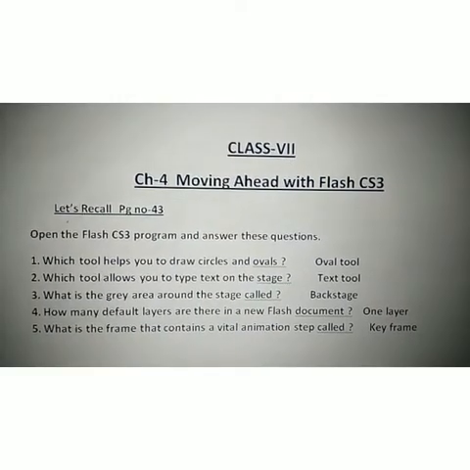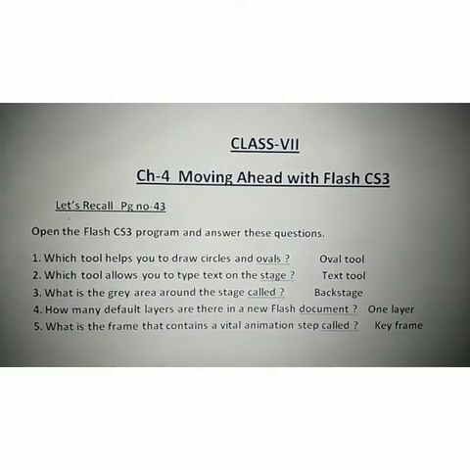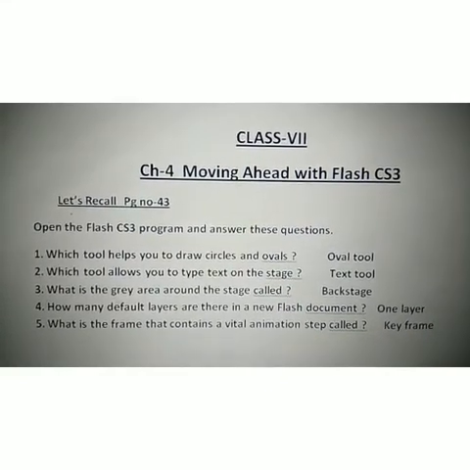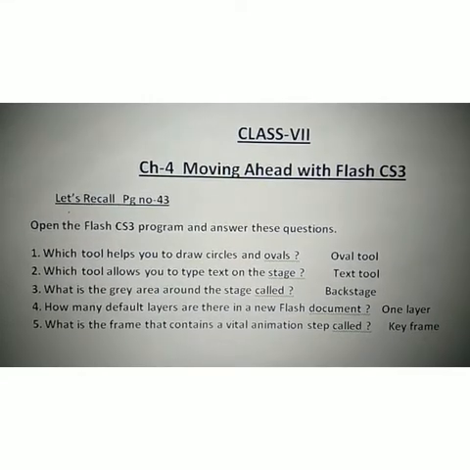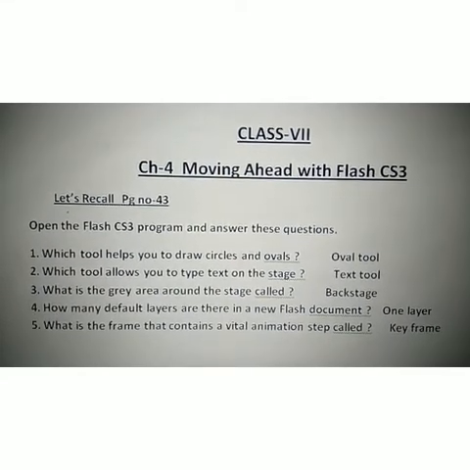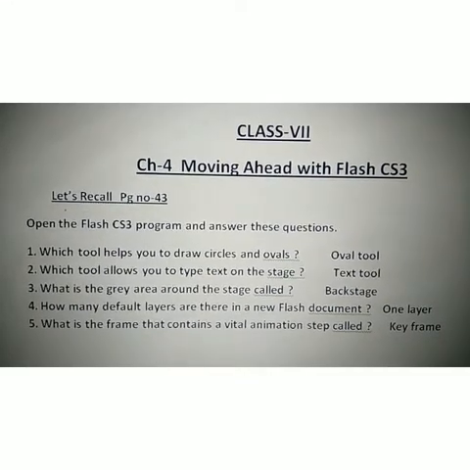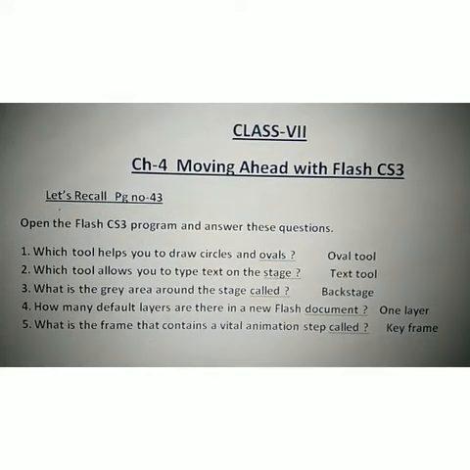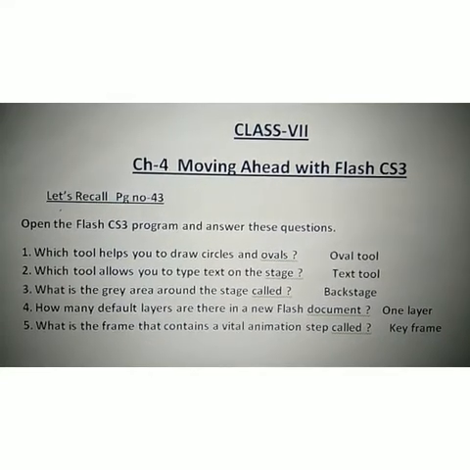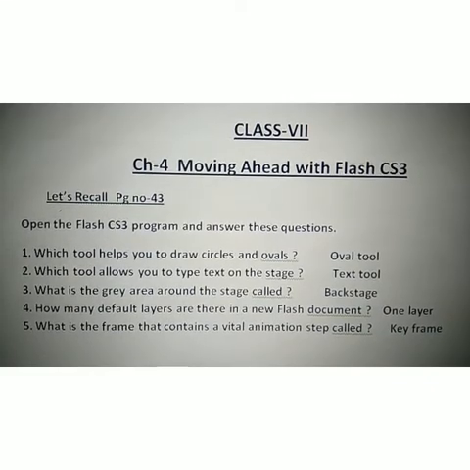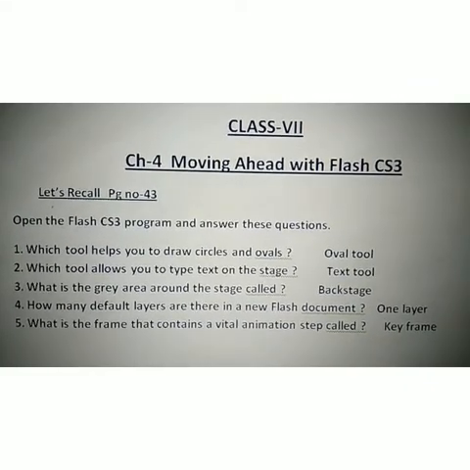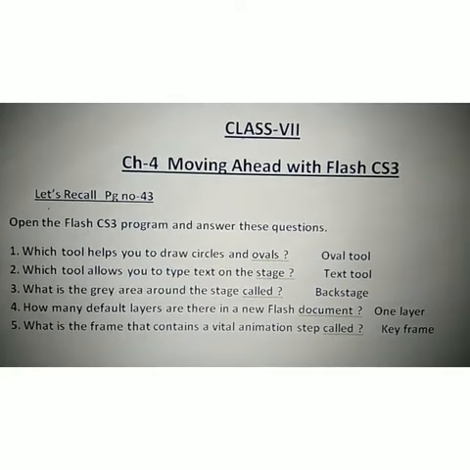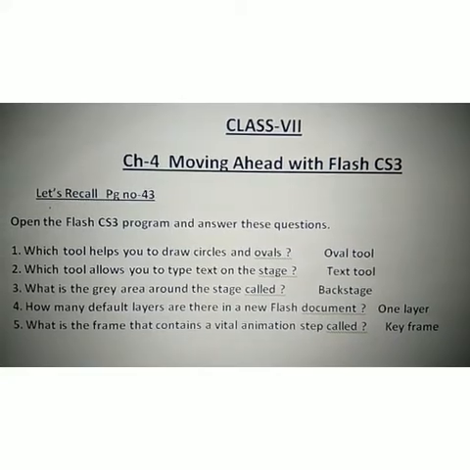And next student, open your book at page number 43 and do in your book, number first, answer these questions. First, which tool helps you to draw circles and ovals? Oval tool, yes. Second, which tool allows you to type text on the stage? So it's the text tool. Third, what is the gray area around the stage called? Backstage. Next, how many default layers are there in a new Flash document? One layer. And last, what is the frame that contains a little animation step called? Keyframe.